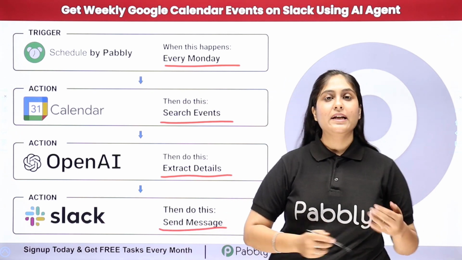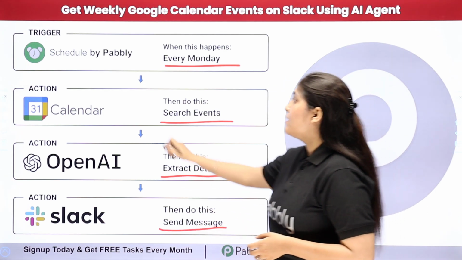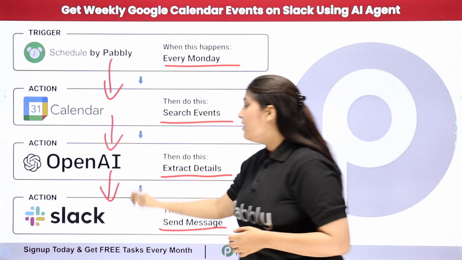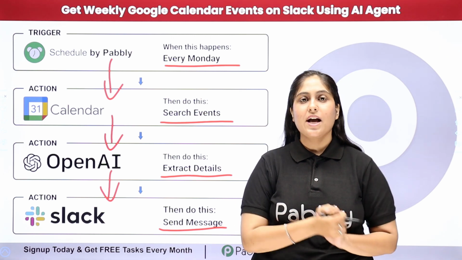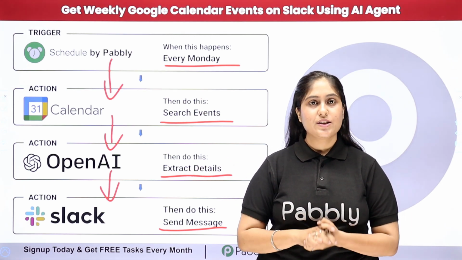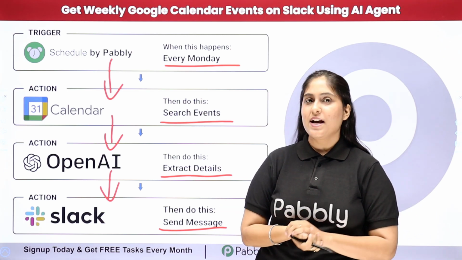So now here to automate the entire process, I need to connect my Schedule by Pabbly with Google Calendar, OpenAI and Slack using an automation software named Pabbly Connect. So now to see the working of this automation and to learn this process step by step, let me take you all to my screen.